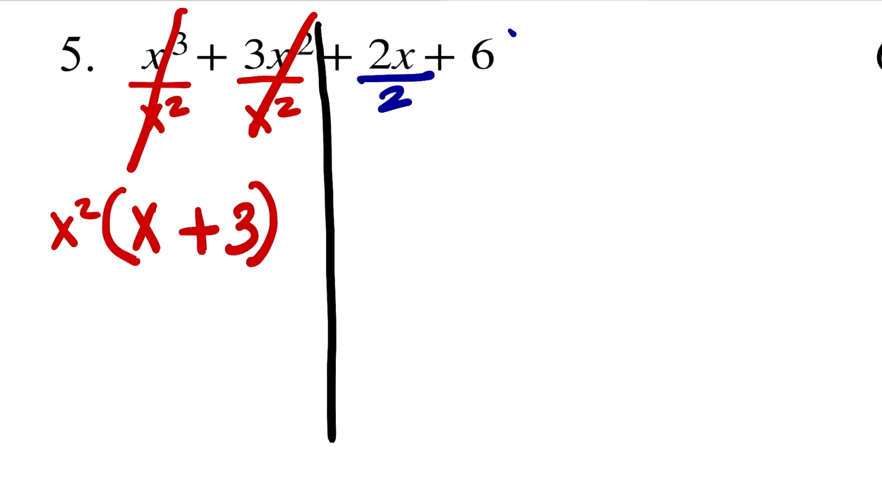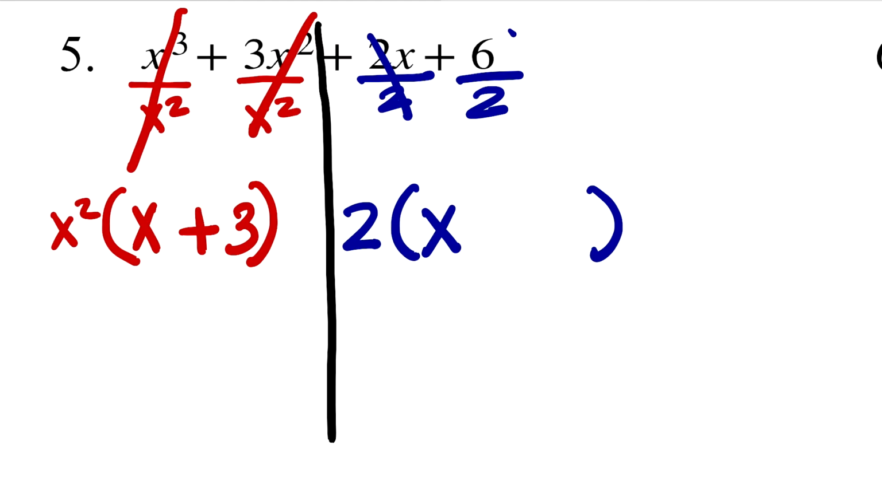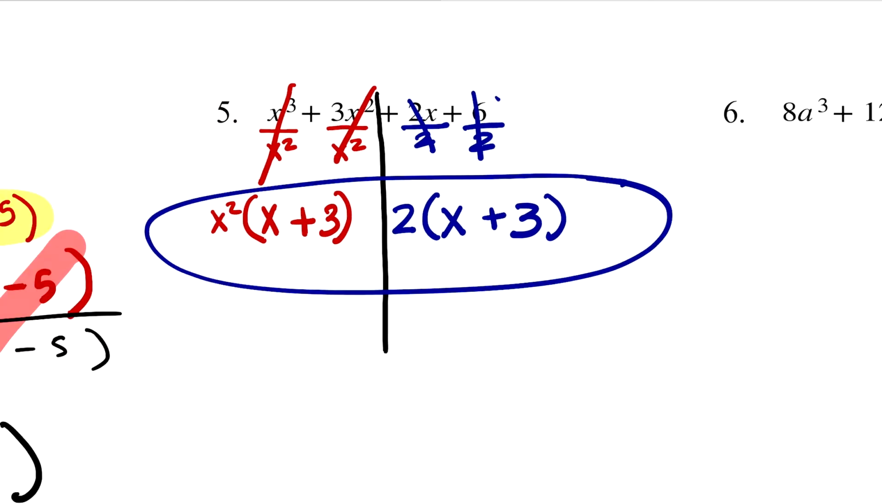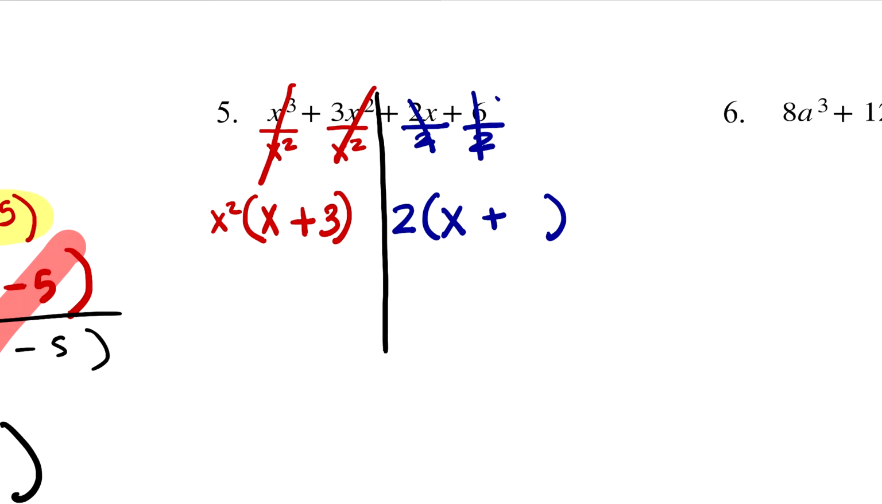What do these 2 terms have in common? They have a 2 in common. So take out the 2. We have x left. 6 divided by 2 is 3. Awesome. Now if you look at this line right here, what does the left side and the right side have in common? Great job. They have an x plus 3 in common.